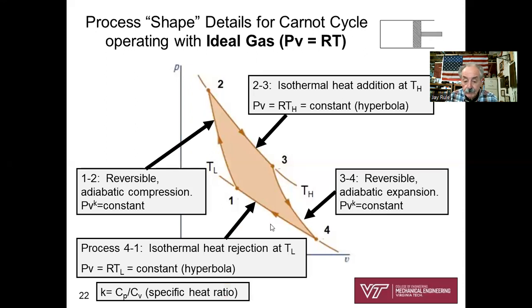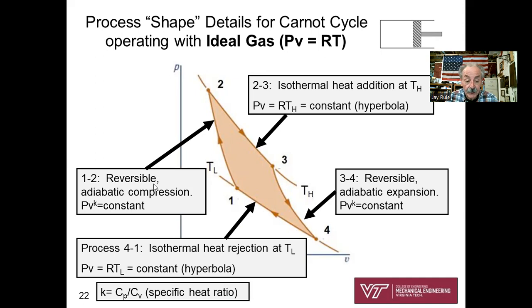All right. 4 to 1, isothermal process, same observation. PV is equal to RT. And so the right-hand side is a constant. In this case, R times T low, as long as you've got T low in absolute temperature. So PV is constant. So process 4 to 1 is a hyperbola.